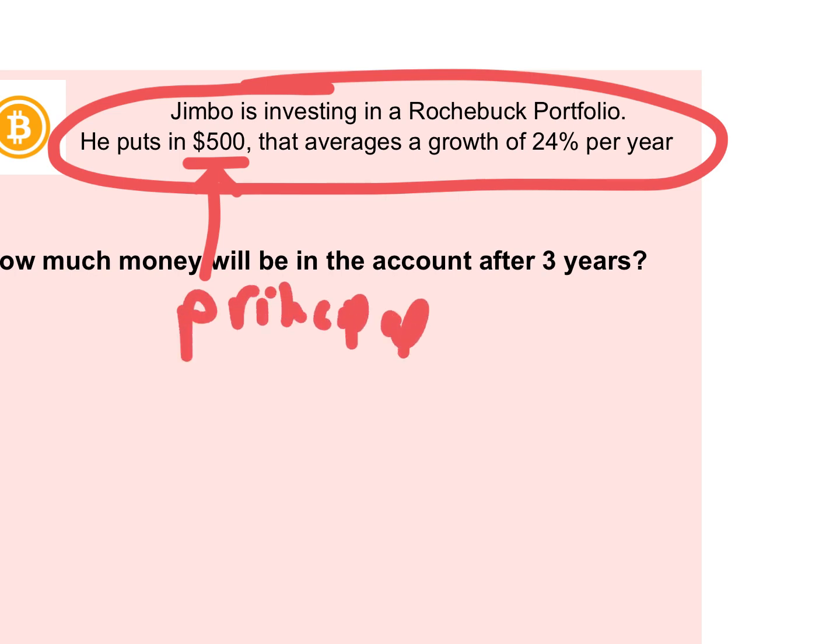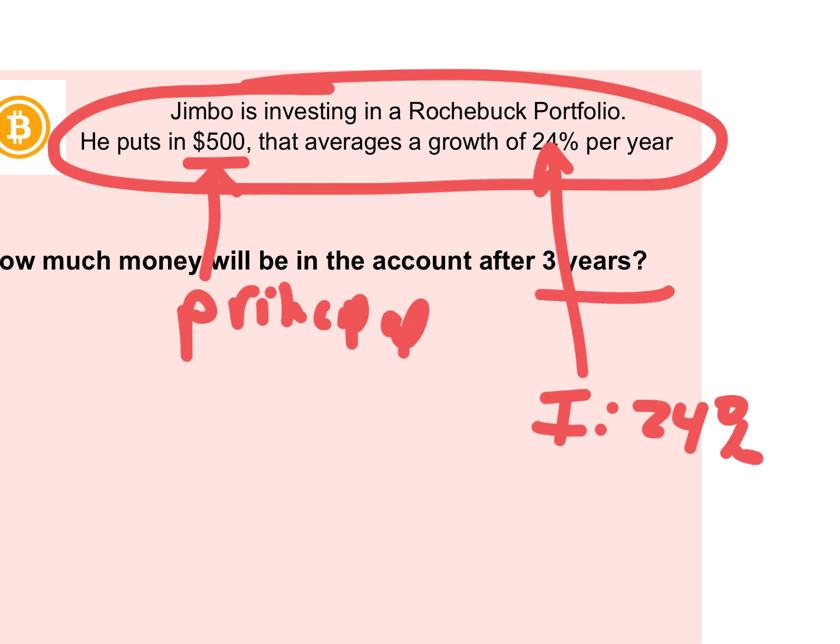It's got 500 in principal, and it's going to get 24% per year. That is way too much. In the real world, you don't get that much interest. Okay, but this is what they said. So the interest is 24%. How much will he have after 3 years?